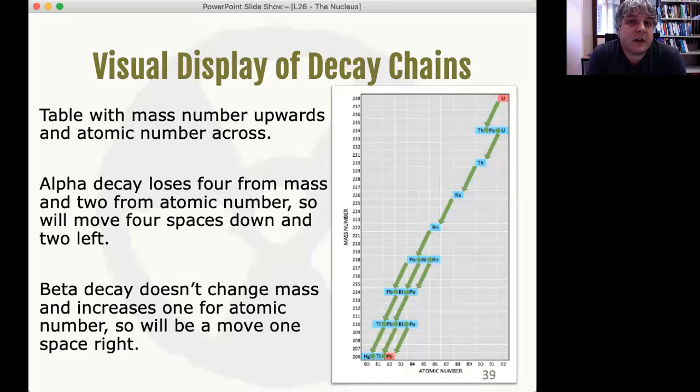We can draw decay chains as a visual display. In this diagram, on the vertical axis we've got mass number, and on the horizontal axis we've got atomic number. We've just got arrows that show the decay. So this is the uranium decay chain we were just looking at.